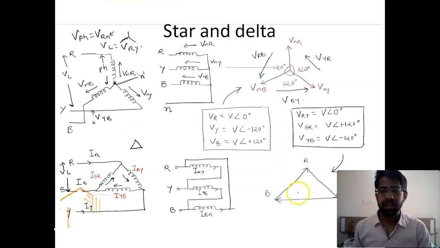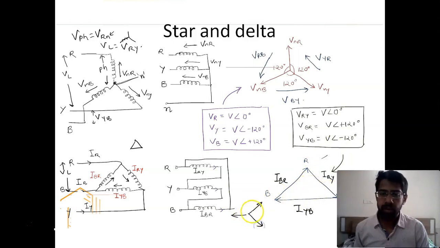Now you can see the RBY diagram in the right side again. So this diagram is again the combination of currents. We can write IBR over here, and we can write IRY and IYB. So if you expand these arrows like these, this arrow goes here and this arrow here. Again you see these arrows are separated by 120.